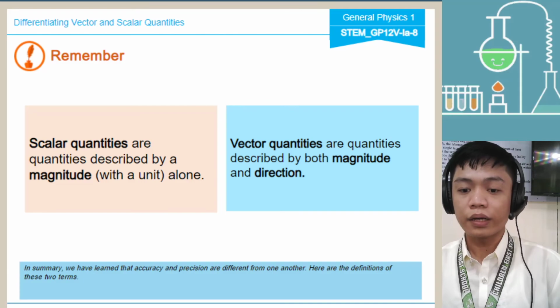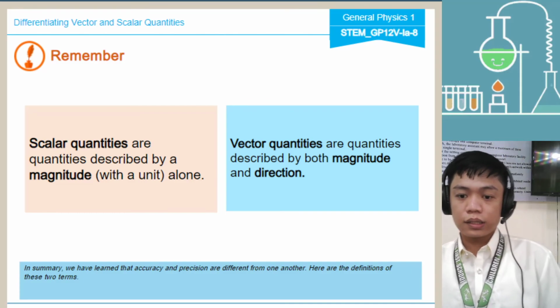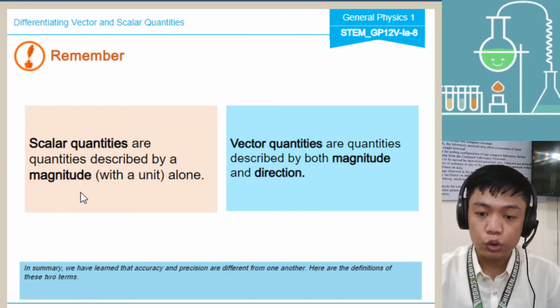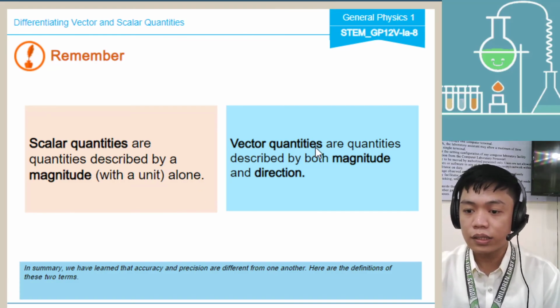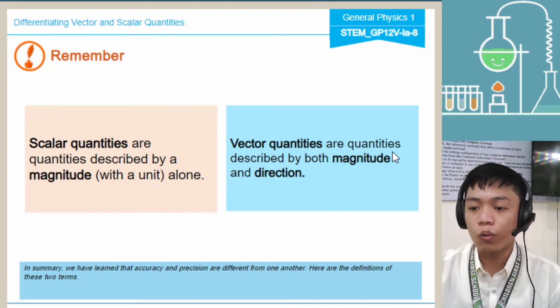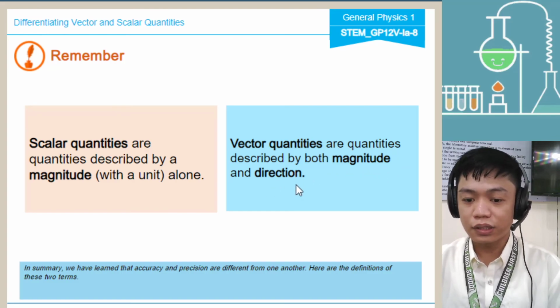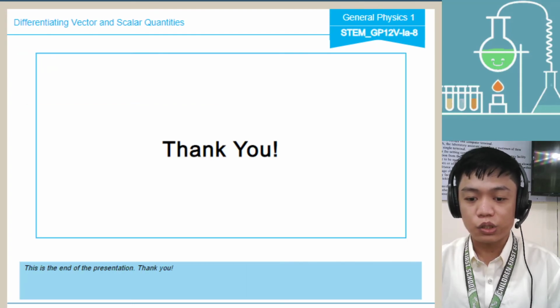So remember, scalar quantities are quantities described by a magnitude with a unit alone. Vector quantities are quantities described by both magnitude and direction. So that ends the presentation.